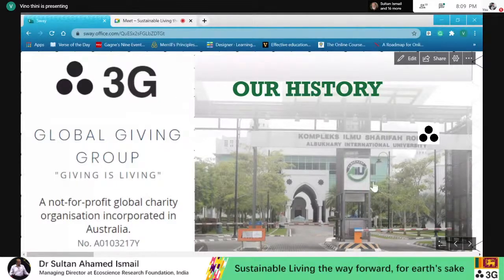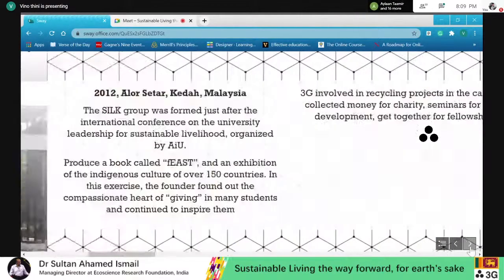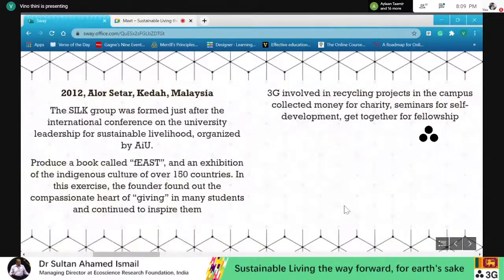So, as everyone knows, 3G is a non-profit global charity organization, at the moment incorporated in Australia. Just a brief history. 3G started in 2012 in Alor Setar, Kedah, Malaysia. We started as a very small group called Silk. Then under the Silk project, we produced a book called Feast, which covers indigenous culture from about 150 countries.